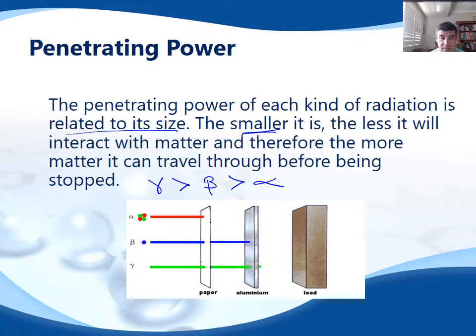So you can see here in the little animated graphic that the paper actually stops the alpha particle. We put aluminium down a little bit further. The beta particle can travel a little bit further through the air but can't pass through the aluminium. But if we want to store things that are gamma emitters, then we need to make sure that they are very heavily lead lined.